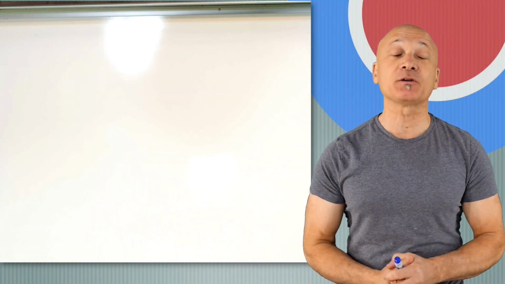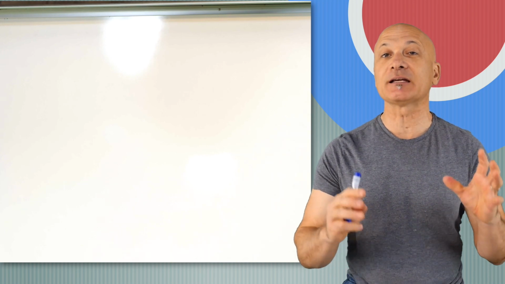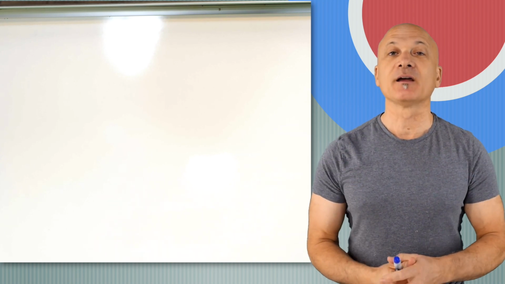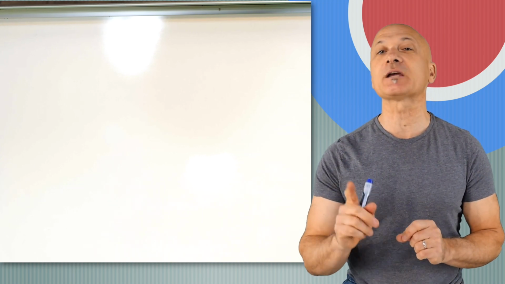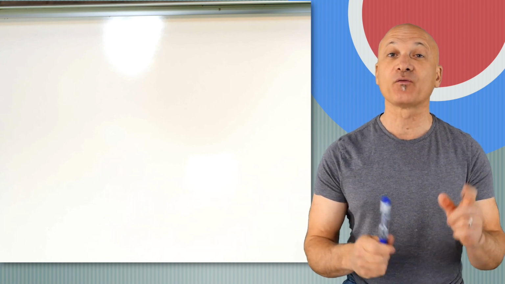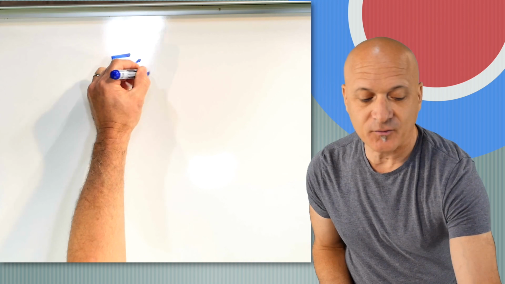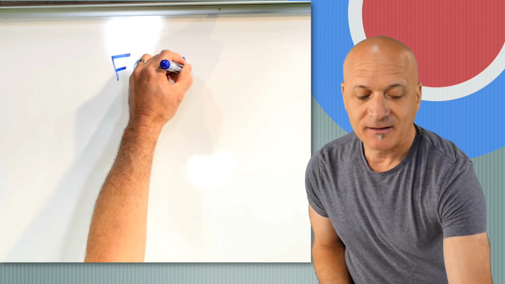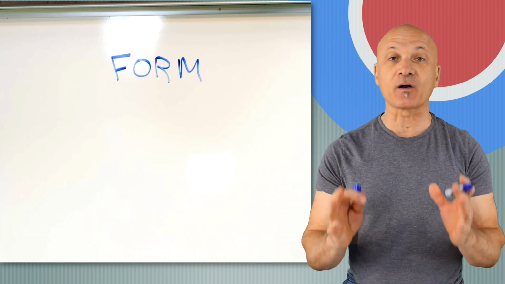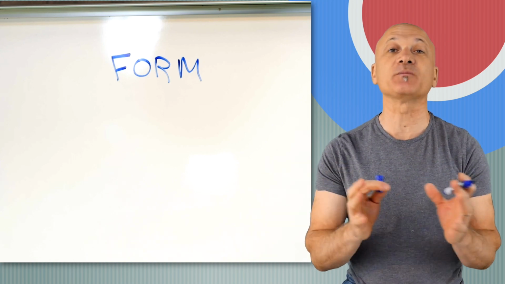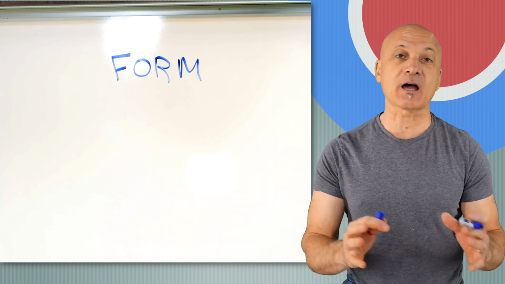Today, I want to be talking to you about a subject that is very much a part of music, but one that you probably don't think about too much, and that is form. What is form in music? Form is how different parts or sections of a piece of music are arranged over time.